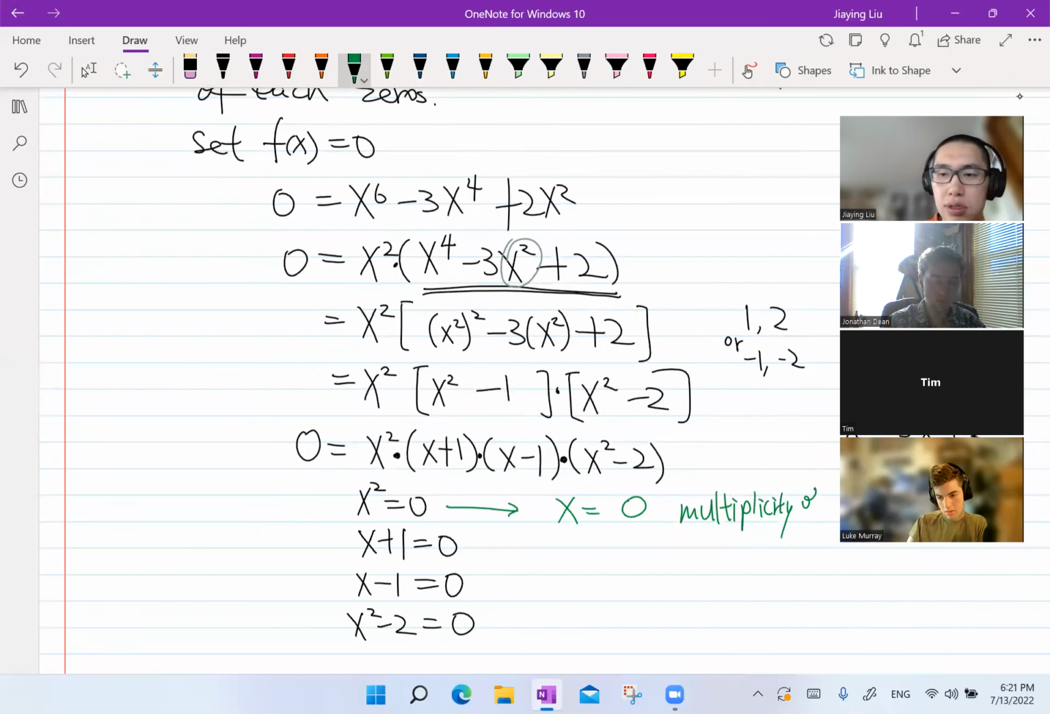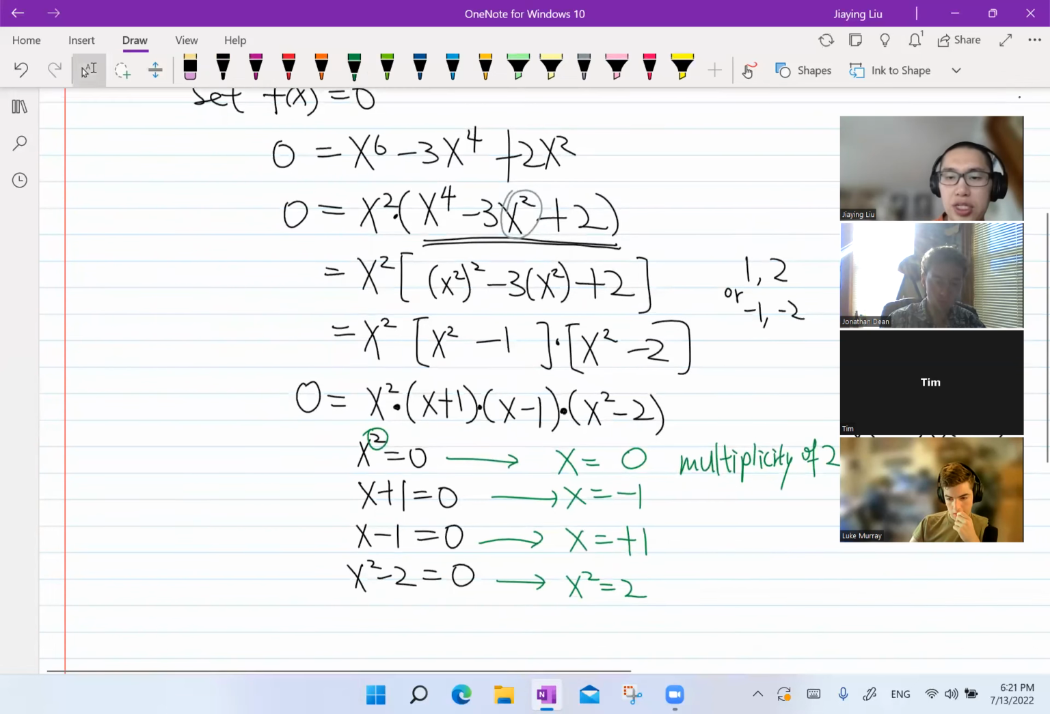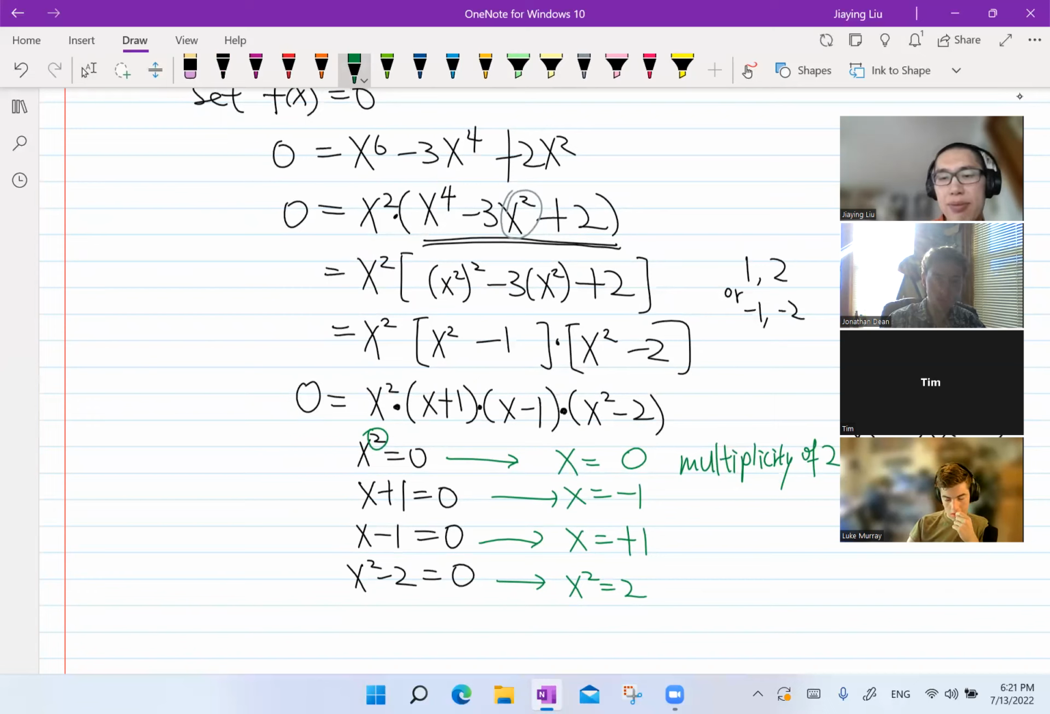Because of the square. x plus 1 equals 0 gives us x equals -1. And then we have x equals plus 1. And x squared minus 2 equals 0 gives us x squared equals 2. So if we take a square root on both sides, since we're solving for x, we have to add plus minus. So we get x equals plus minus square root of 2.